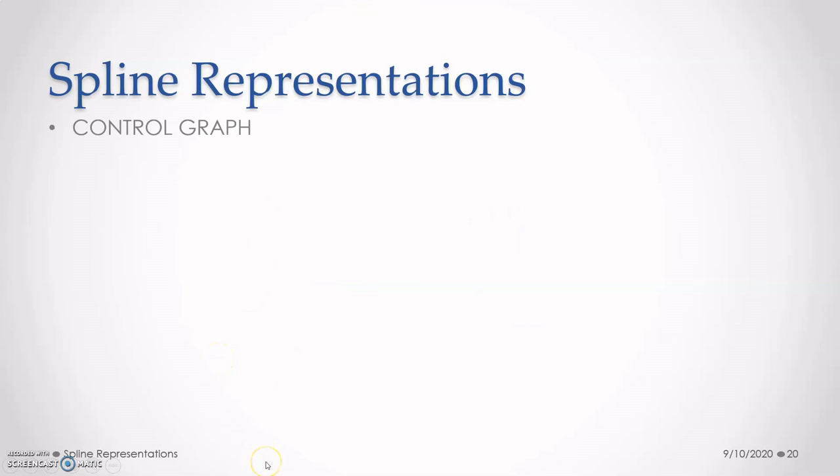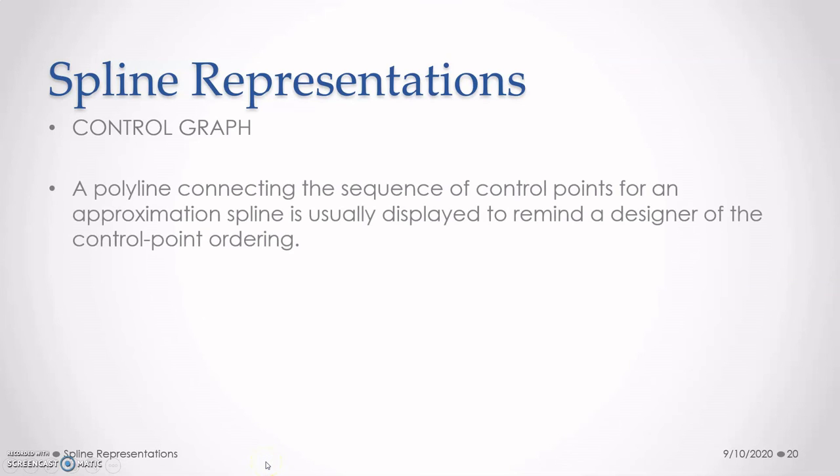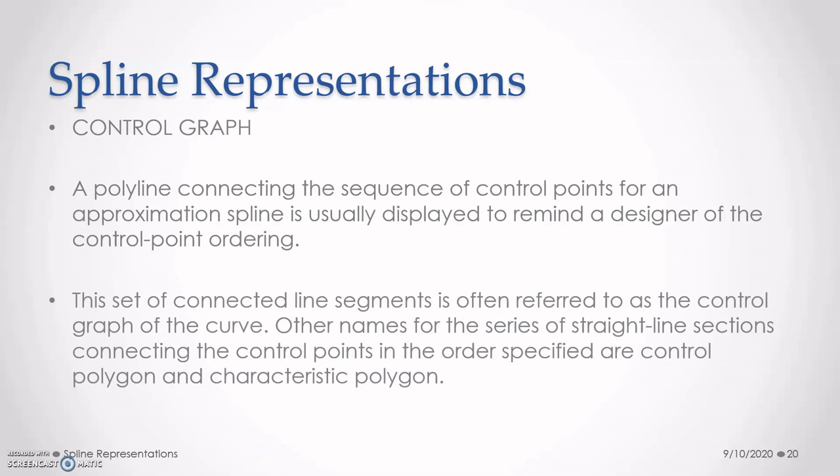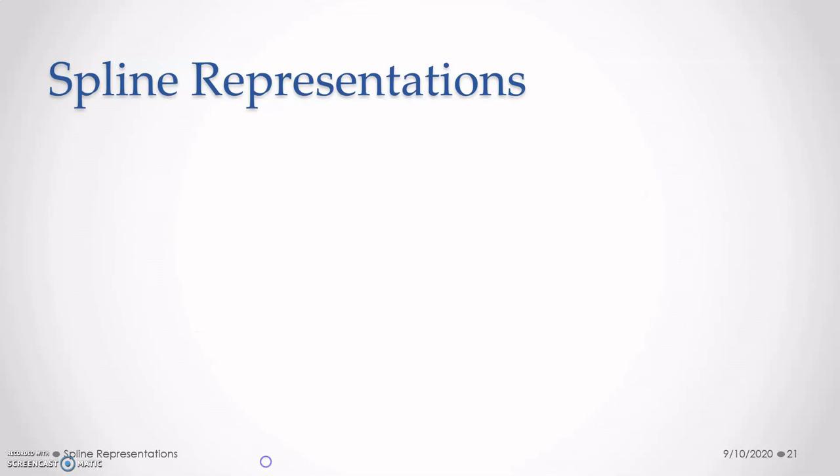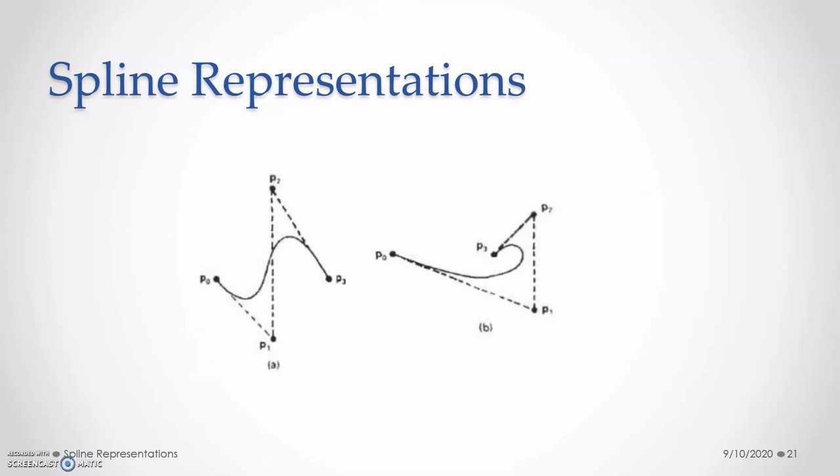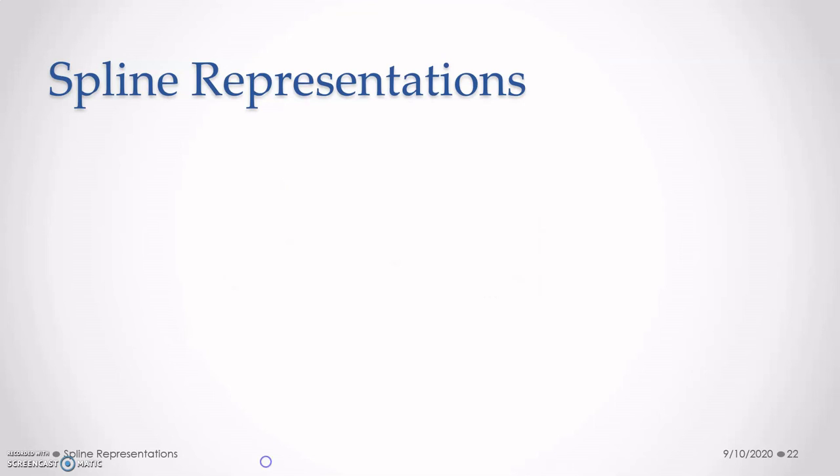Our next topic is control graph. A polyline connecting the sequence of control points for an approximation spline is usually displayed to remind a designer of the control point ordering. This set of connected line segments is often referred to as the control graph of the curve. Other names for the series of straight line sections connecting the control points in the order specified are control polygon and characteristic polygon. This is how the control graph shape looks. The dashed line is known as the control graph shape for the 2 different sets of control points.